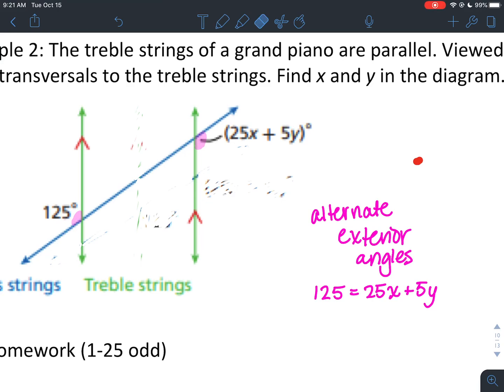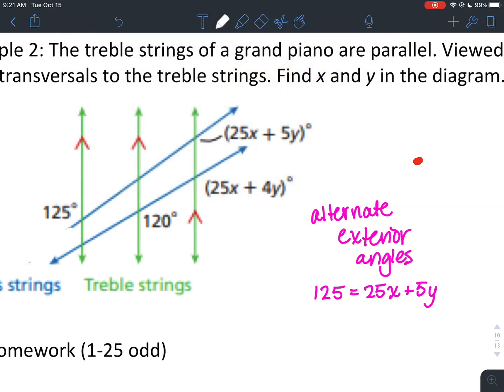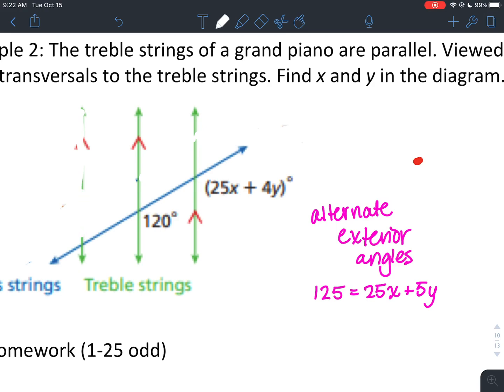Now I'm going to white out this line. So I'm going to put everything else back. And I'm going to white out the top line. I don't want the 125 anymore. And I don't want the 25x plus 5y. Okay, and actually I don't really need this line. So if I white those out, then I can see I have two parallel lines.